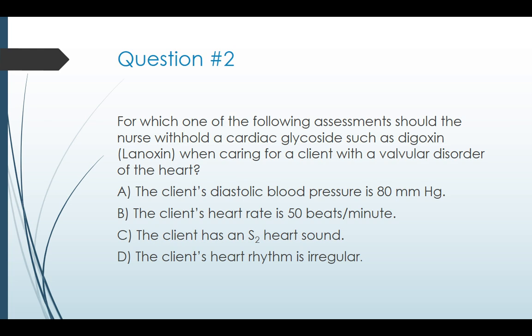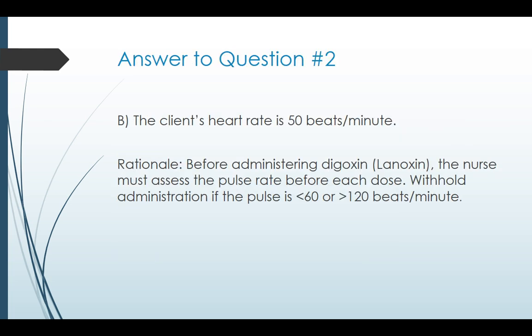Question 2. For which one of the following assessments should the nurse withhold a cardiac glycoside such as digoxin, Lanoxin, when caring for a patient with a valvular disorder? This one should be drilled into your heads. Okay? You must know this one. It is when the client's heart rate is 50 beats per minute. If it is less than 60 or greater than 120, you hold the digitalis and call the physician. Okay? Don't just give it.